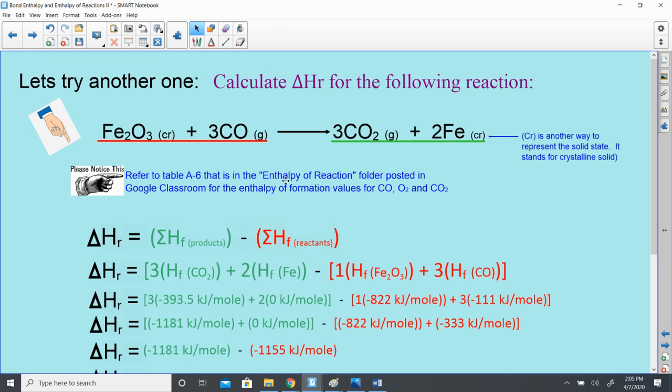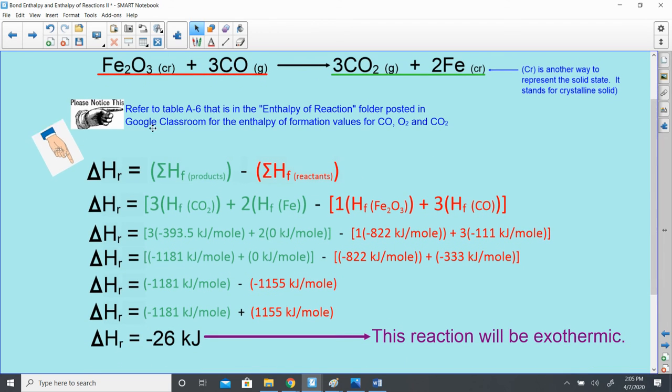Let's try one more. Remember, enthalpy of reaction can be calculated by using enthalpies of formation. It's the enthalpy of formation of the products minus the enthalpy of formation of the reactants. So it's products minus reactants. And again, make sure you refer to table A6, which I've posted in Google Classroom. Those are the values we're going to use to do this. So again, I have 3 moles of CO2, so I have 3 times the enthalpy of formation of CO2. 2 moles of iron, so it's going to be 2 times the enthalpy of formation of iron, minus the enthalpy of formation of 1 mole of Fe2O3 and 3 moles of CO.